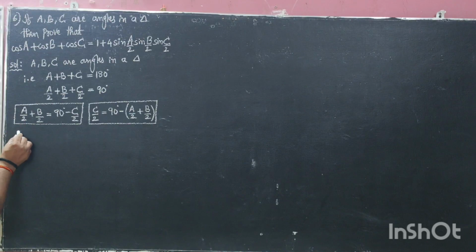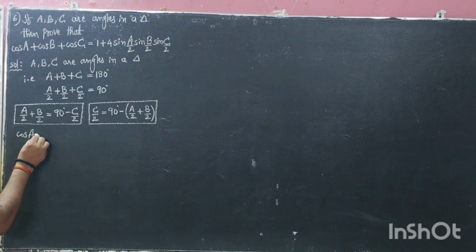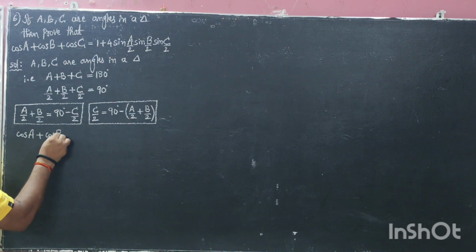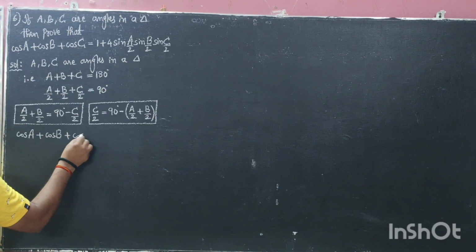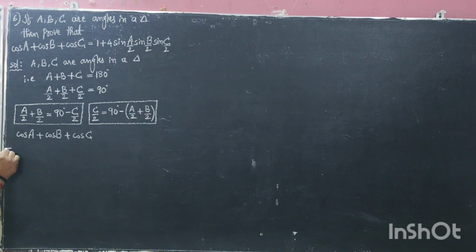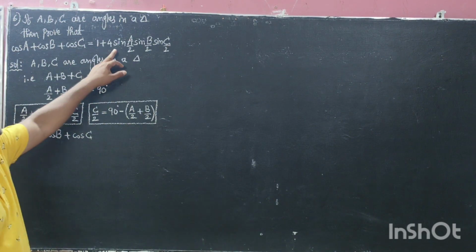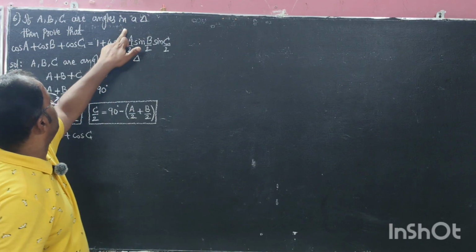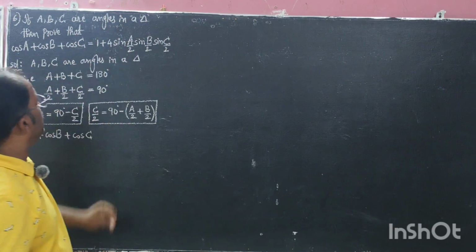Now write the question LHS. What is the LHS? Cos A plus cos B plus cos C. We have to show that the answer is 1 plus 4 sin A by 2 into sin B by 2 into sin C by 2. Clear?